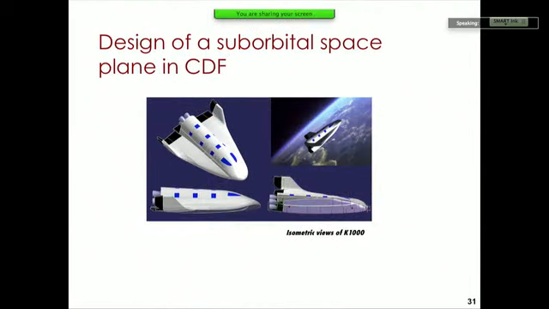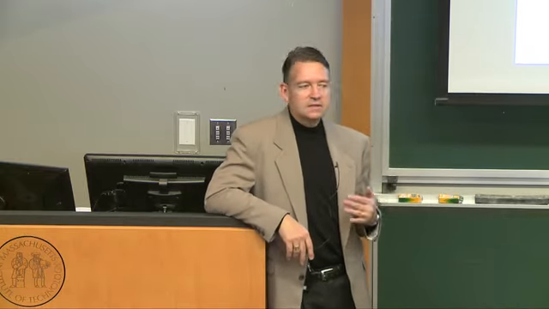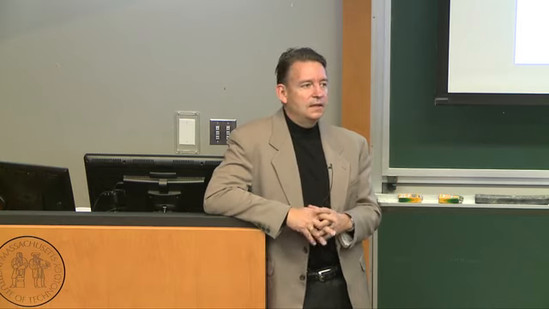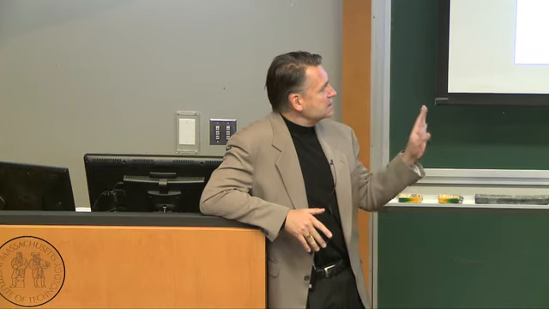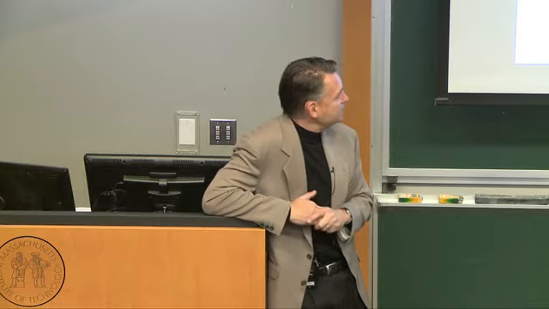But I want to talk you a little bit more in detail through a design of a suborbital space plane that was done in that CDF. This was a project known as K1000. Some of you may have heard of the Hermes space plane. This was a project that the European Space Agency had starting even in the 80s. It wasn't built, but there were a lot of studies done. And this is essentially a Hermes-like vehicle, but for space tourism. That's the basic application.